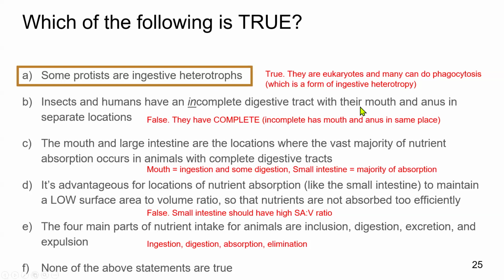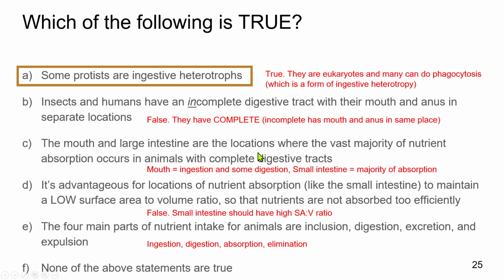Insects have an incomplete digestive tract with their mouth and anus in separate locations. This is false, not only because they have a complete one, but also because an incomplete one has the mouth and anus in the same location.